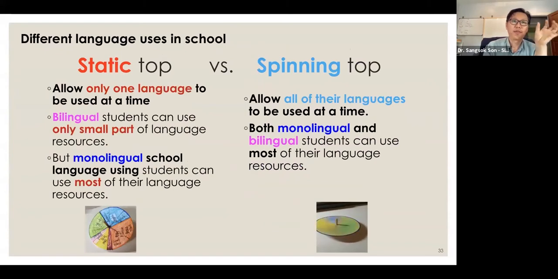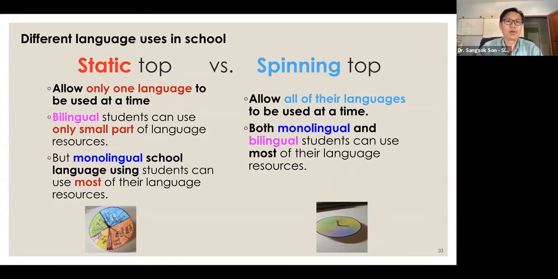And then there are different practices according to these two different states of top. Static top practice allows only one language to be used at a time in school. So in this case, our bilingual students whose home language is a non-dominant language, and who are learning the subject using the dominant language in school, can use only a small part of their language resources. If we allow them to use only the school language, then they can use only a small part, which has something to do with the school language. They have to suppress most of their language resources, which has something to do with their home language. They have to suppress, they have to bury. They cannot use a significant part of their language resources for learning.